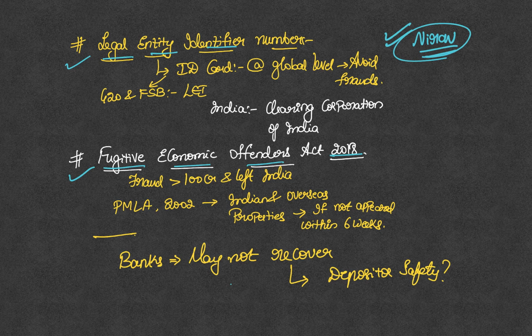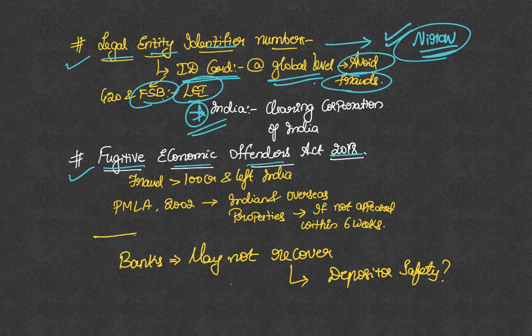So, in order to avoid this problem, the Financial Stability Board suggested that we use a global level identity called the Legal Entity Identifier Number. It is sort of an ID card at a global level, and this should be mentioned in all the loan documents. So this way, it will avoid frauds across the globe. And the nodal agency which is dealing with this LEI is Clearing Corporation of India, just a fact that you have to remember. Don't get into the details.